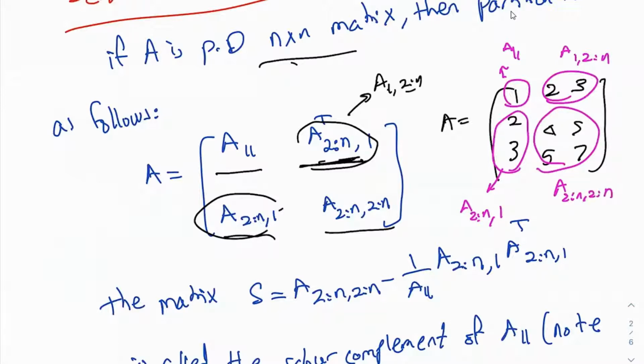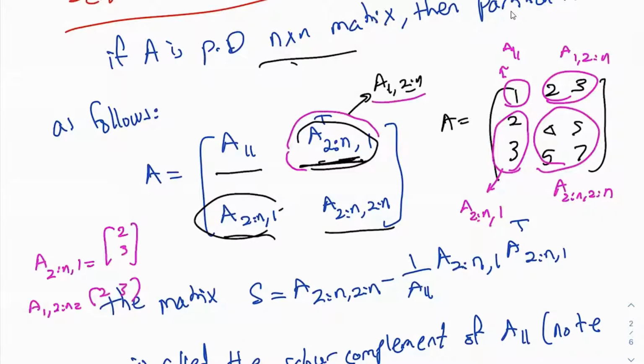If you look at this one, for example, you see that A2 to N, 1 is nothing but 2, 3. And A1, 2 to N is nothing but 2, 3. So they are the same thing, just transposes of each other. Sometimes you see in notation they write it like this. Also, you can write it like this as well, it's perfectly fine. So that's for the notation.